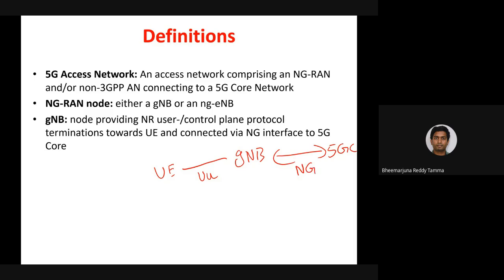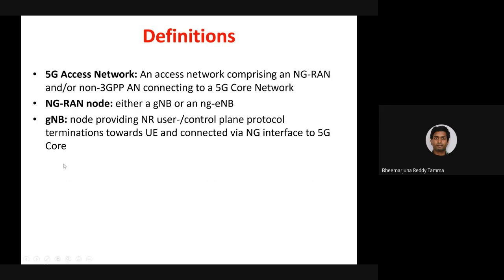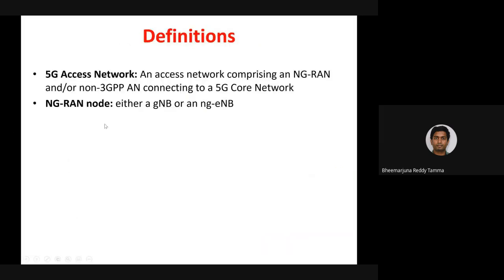Similar thing even when you take the next generation E node B, that also uses a similar kind of interface to talk with the 5G core and also with the UE. So similarly we have the next generation E node B. Okay, it should actually be next generation E node B, it should not be G node B. I think there's a small typo here.